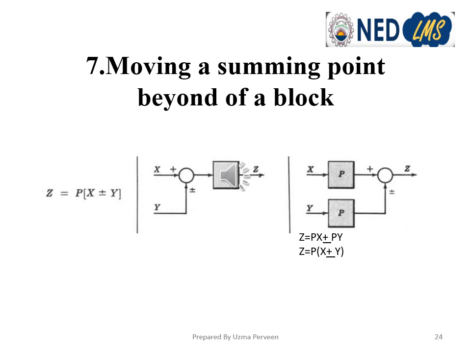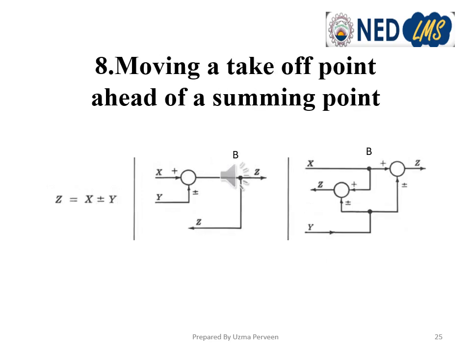So we can use this transformation whenever we need it. If we want to move a takeoff point ahead of a summing point, again the rule is the same, that the value should remain the same. So we have introduced one more summer, and we have moved point B ahead of our summing point, and the expression in both cases will remain the same. At any point the value of z equals x plus minus y, and the values of x and y are the same before and after the transformation.